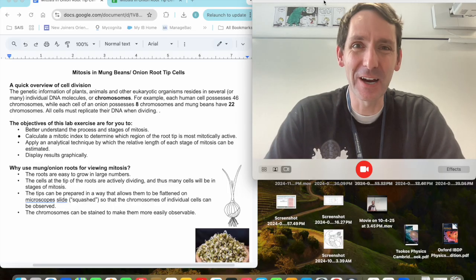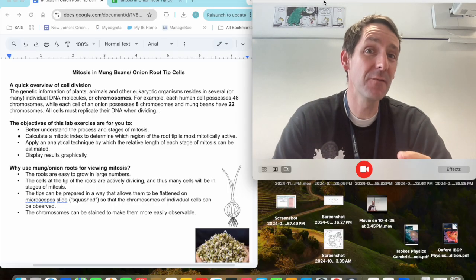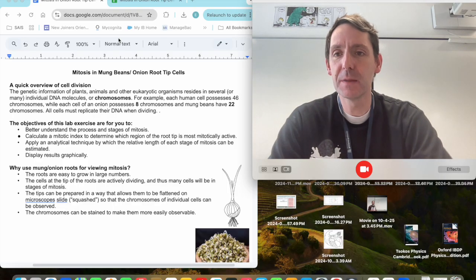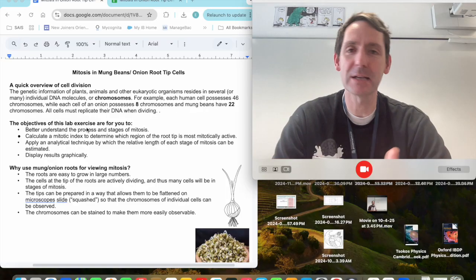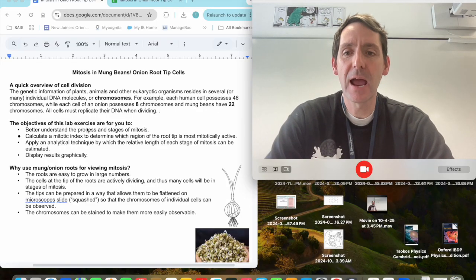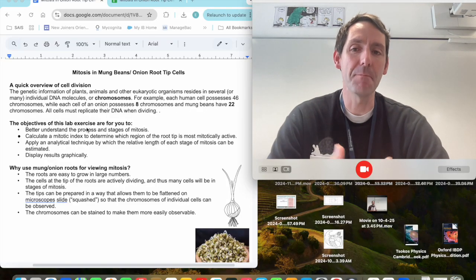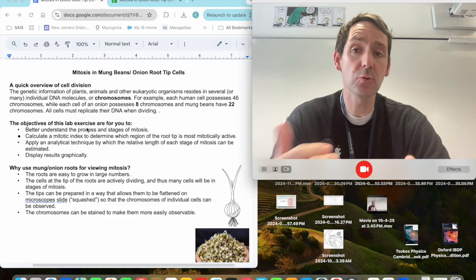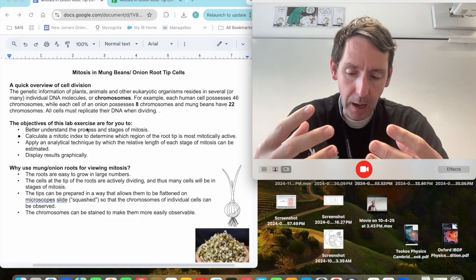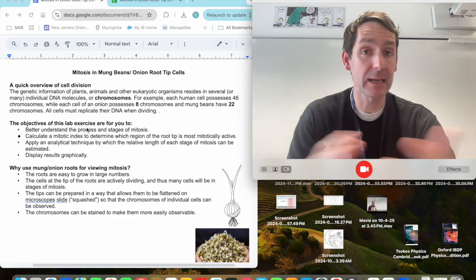The main hope here is to do the data analysis for the lab. All right, so here we go. You see right here, it's got the objectives. The whole purpose is to better understand the process and stages of mitosis, and we want to look at mitotic index and see which parts of the onion root have a higher mitotic index than others.